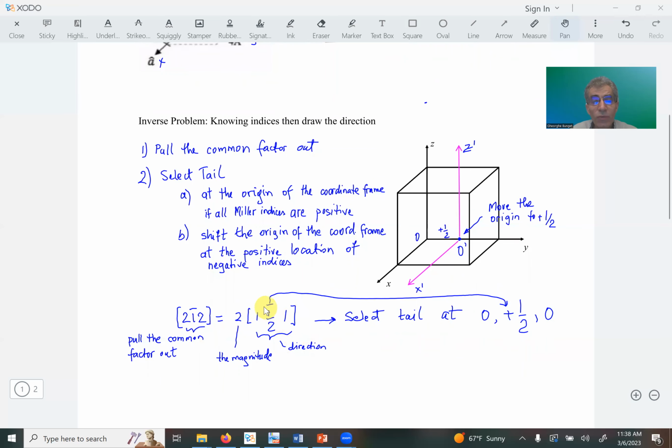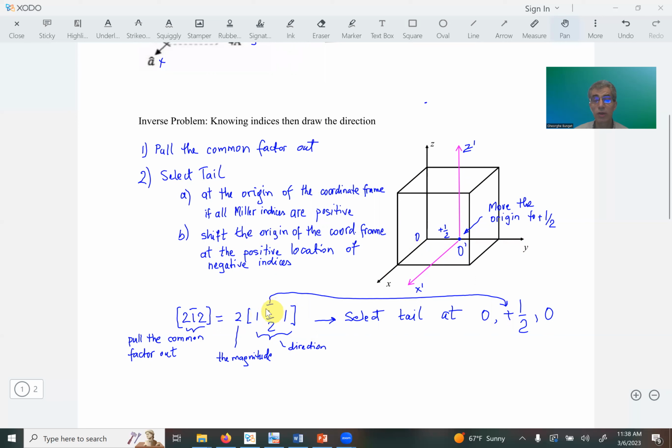And then we see that we have a negative value here. The easy way is to select the tail at the origin. But if we have to move along the y-axis into the negative direction, that would mean that we are stepping out of our crystal lattice. So again, we would have to redraw the next lattice here. We don't do that. In this case, we select a new origin, and you can see we shift the origin here by 1/2 only in the positive direction of the y-axis, because that's the only one that has a negative sign.